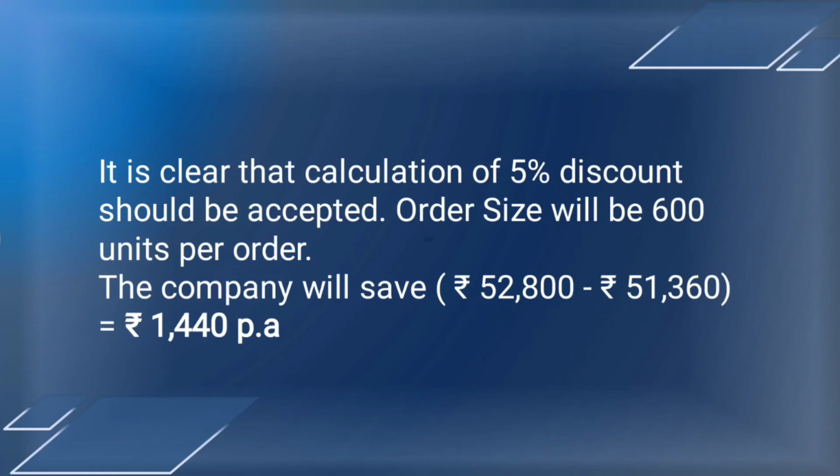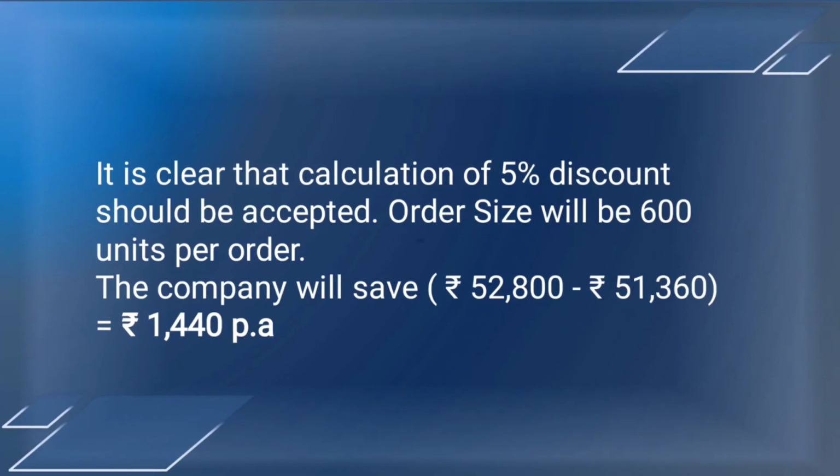Conclusion: it is clear that the 5% discount should be accepted. Order size will be 600 units per order. So the company will save rupees 52,800 minus rupees 51,360, which will be rupees 1,440 per annum. So the company should accept the discount offer.